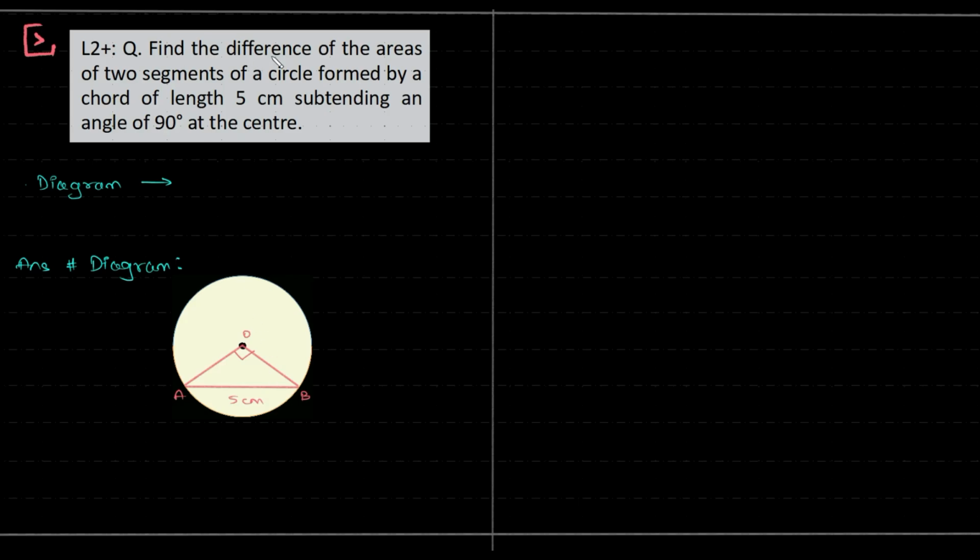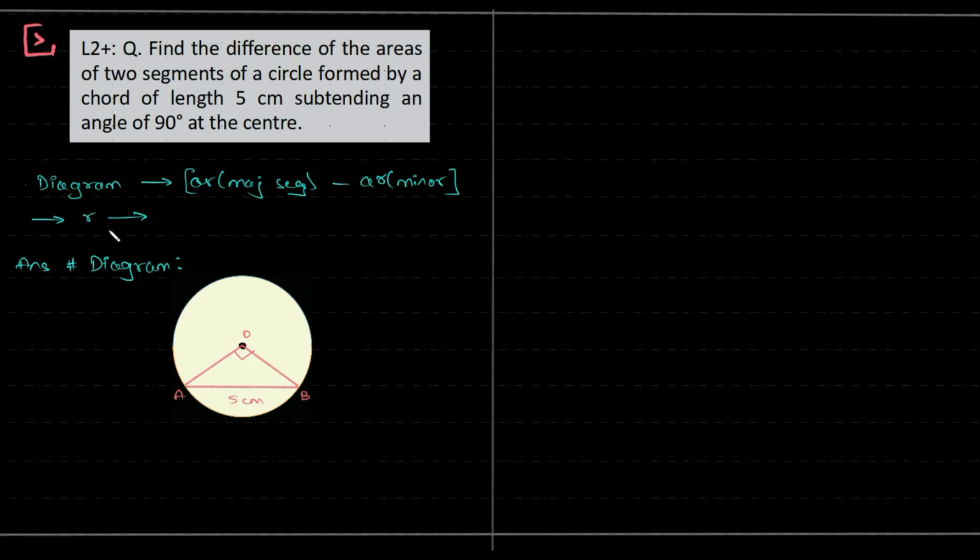they're asking us to find the difference of the areas of the segments of a circle. That is, the area of the major segment minus the area of the minor segment. So this is what we have to find. To find this, we need to figure out theta, which we already have, and the radius.